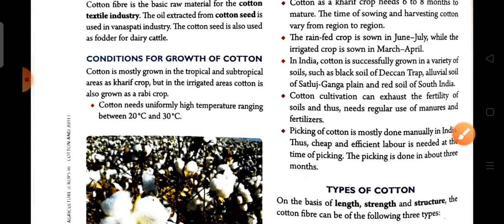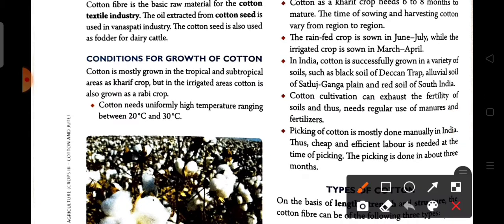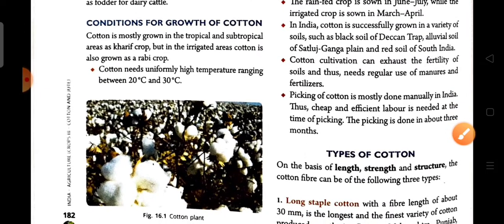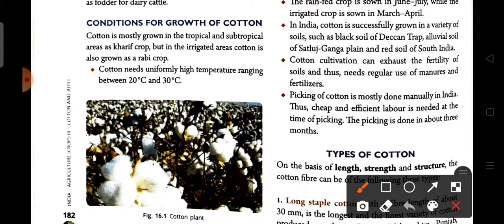The rain-fed crop is sown in June to July, while the irrigated crop is sown in March and April. The rain-fed crop means the water they get is only from rain. This type of crop is sown in the months of June to July, and the irrigated crop is sown in the months of March and April.